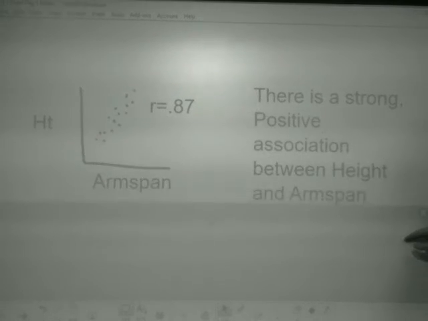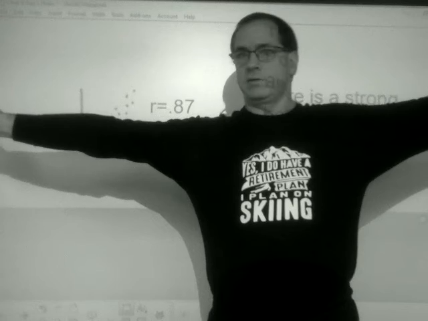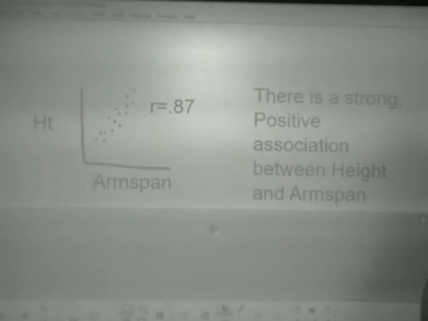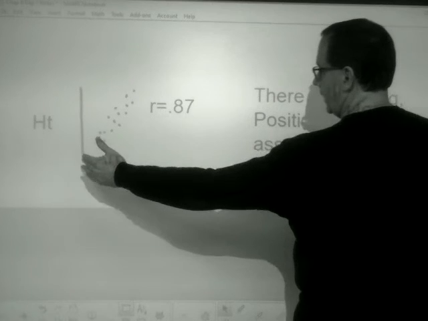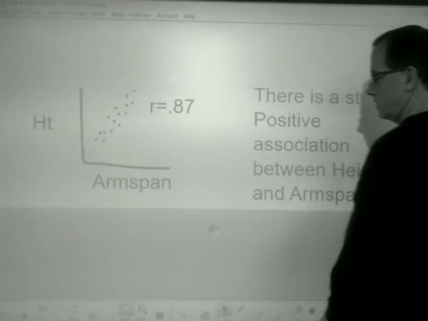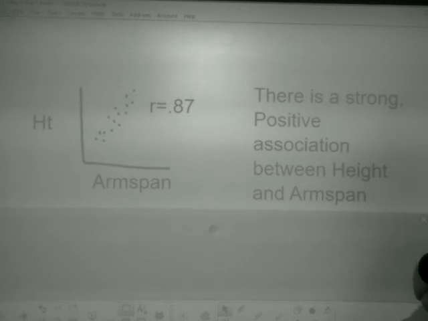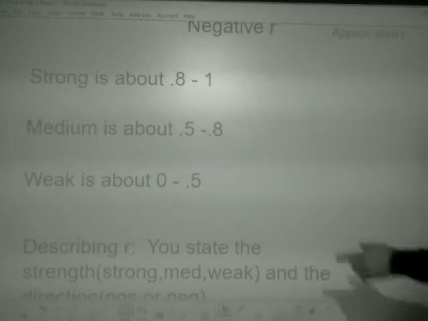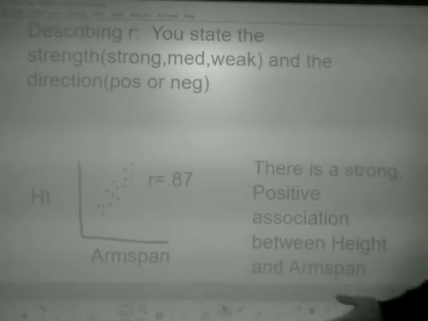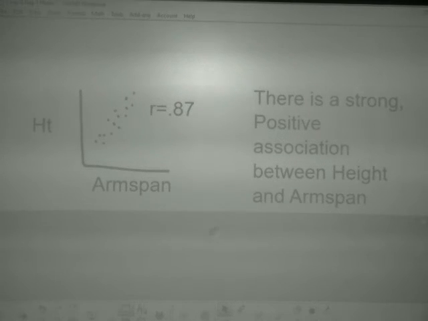So here's data that I have, and I took height, so people's height, and their arm span, fingertip to fingertip. And we plotted the data. And we took a look at someone's arm span, we took a look at their height, and we noticed the general trend was as follows. Correlation of 0.87. Well, 0.87 is in this strong realm. Positive because it's heading upward. So if I were to describe it, I would say there's a strong positive association between height and arm span. That's describing the data.